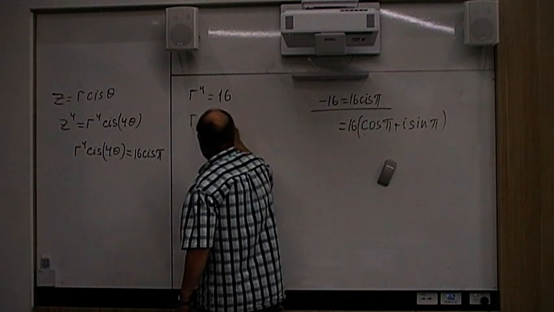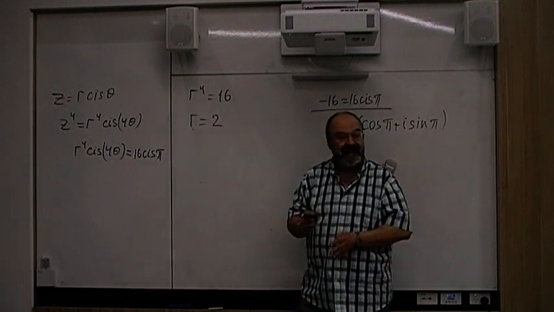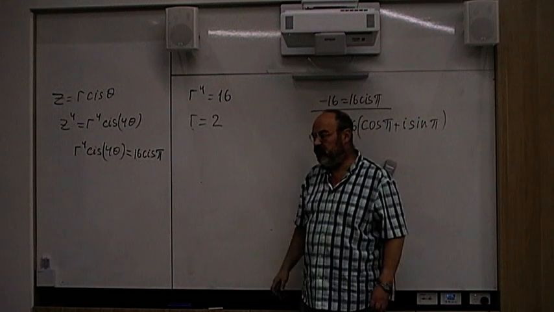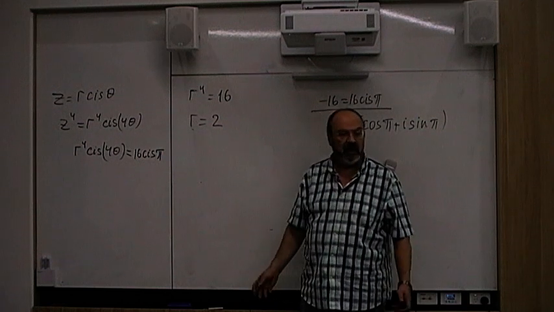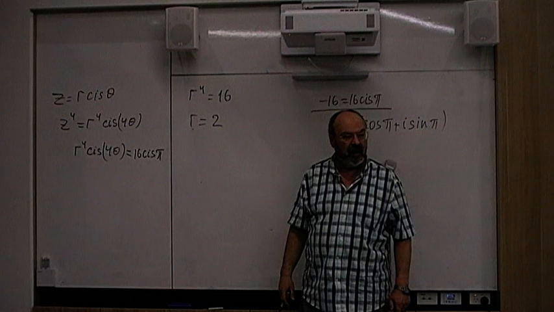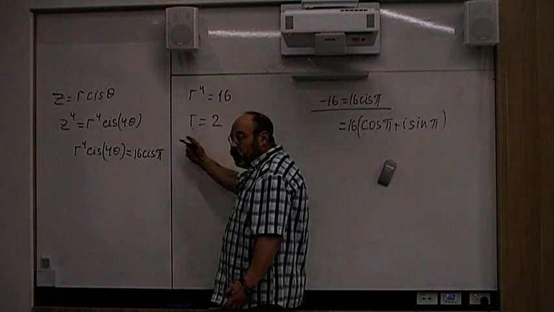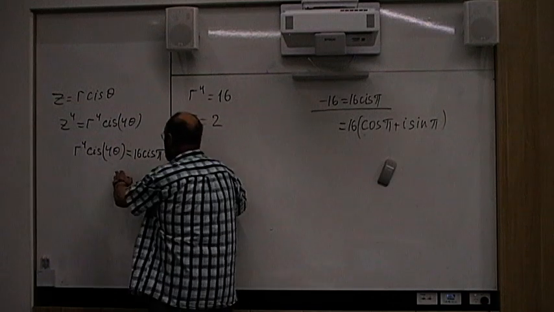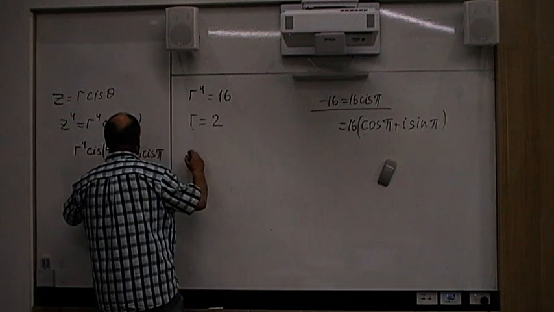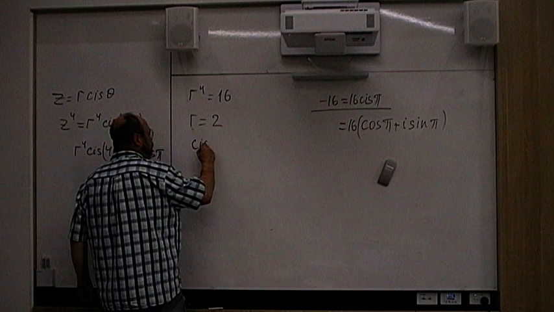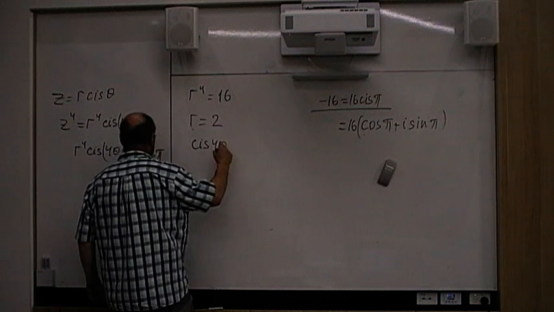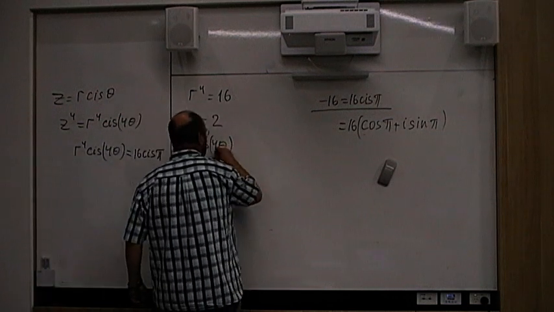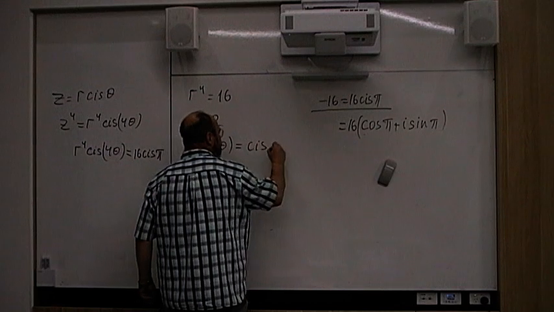So r equals 2. Remember, r, the modulus, is a distance, so it's always positive. It cannot be negative 2. Distance cannot be negative. And then we need to solve this. We have cis 4 theta equals cis pi.